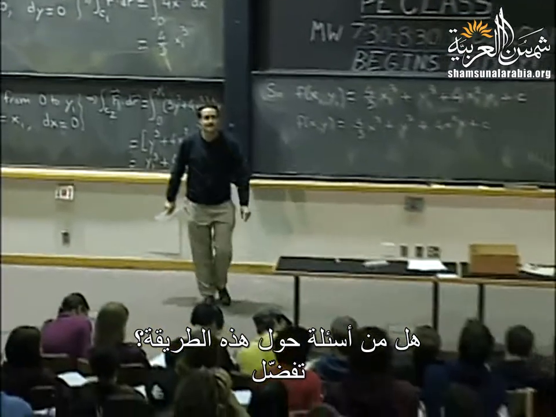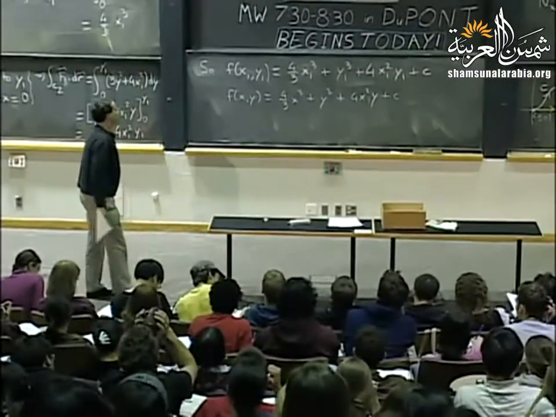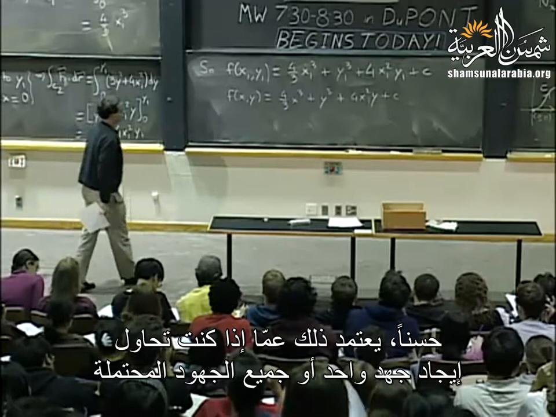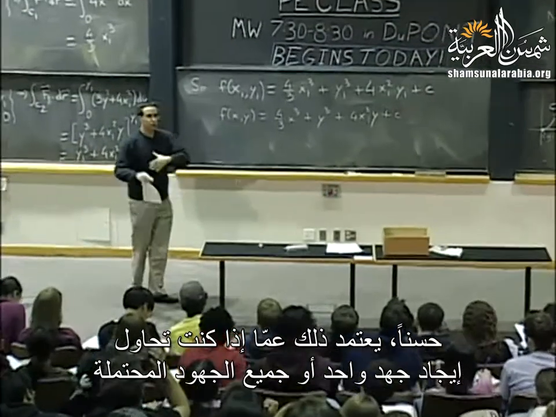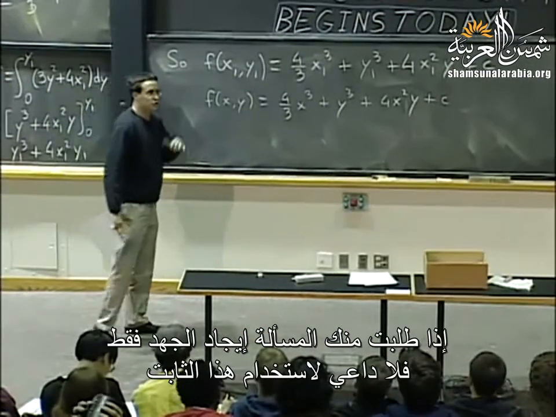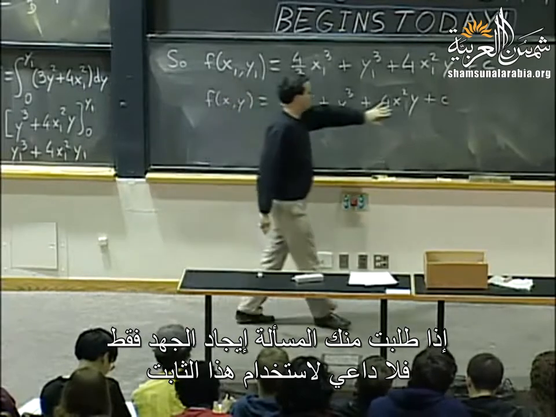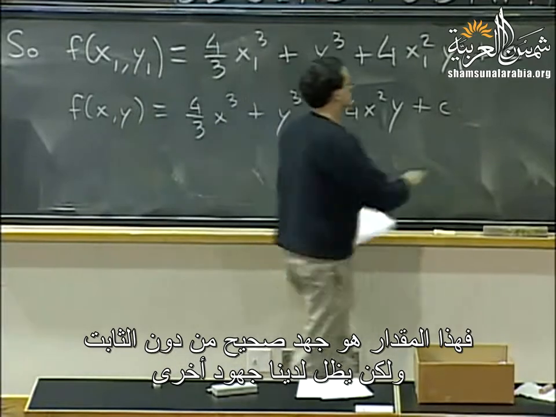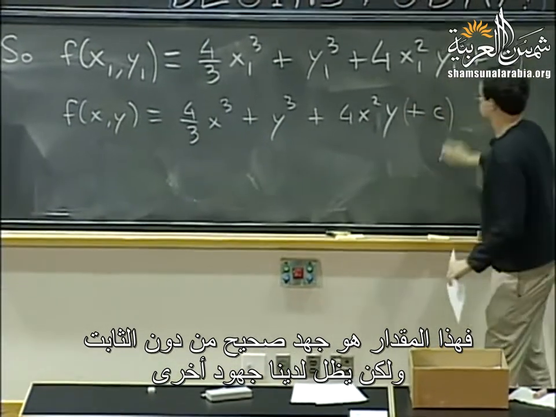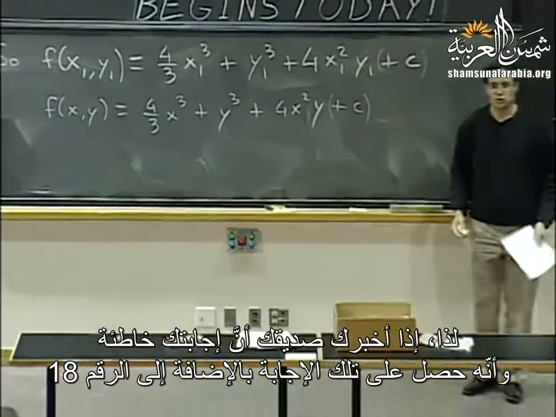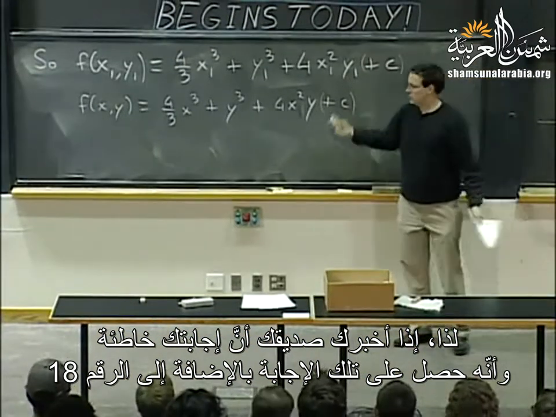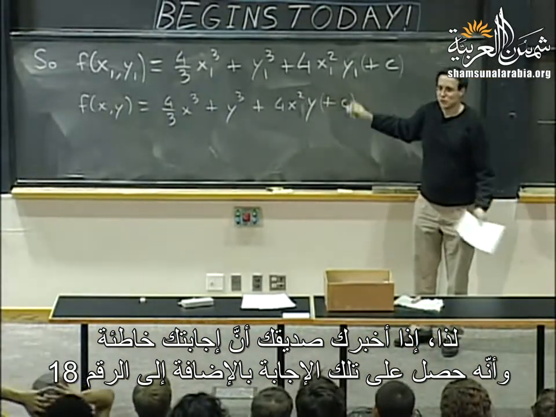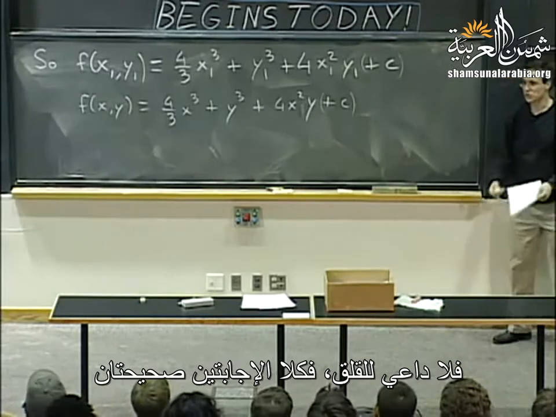Yes? Is it wrong if you don't include the constant? No, well, it depends whether you're just trying to find one potential or if you're trying to find all the possible potentials. If the problem just says find a potential, then you don't have to include the constant. This guy without the constant is a valid potential. Just you have others. So if your neighbor comes to you and says, "Oh, your answer must be wrong. I got this plus 18." Well, both answers are correct.